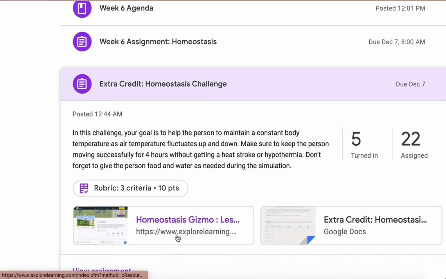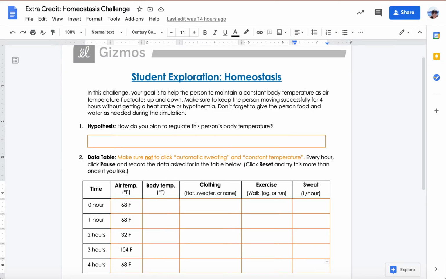Right here, you are going to see the Gizmo website, and on the right here, this is the extra credit. In the extra credit, you are going to write down how you plan to regulate this person's body temperature. Make sure you do not click automatic sweating and do not click constant temperature. Let's go into our Gizmo lab.